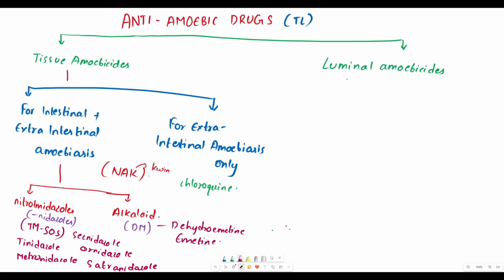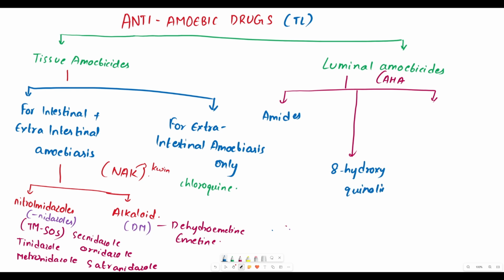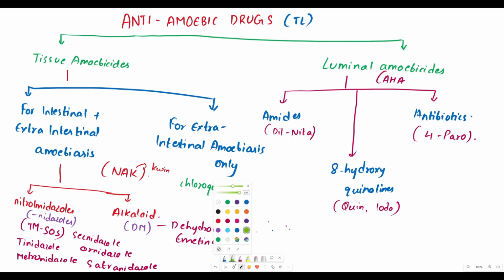And for the luminal amoebicides, remember that these are divided into three different groups. To remember all three groups, remember it as AHA, where A means it is amides, H means it is 8-hydroxyquinolines, and A means it is antibiotics. In amides, remember it as dilnita, and for 8-hydroxyquinoline, remember it as quin and iodo, and for antibiotics, remember it as 4-paro.